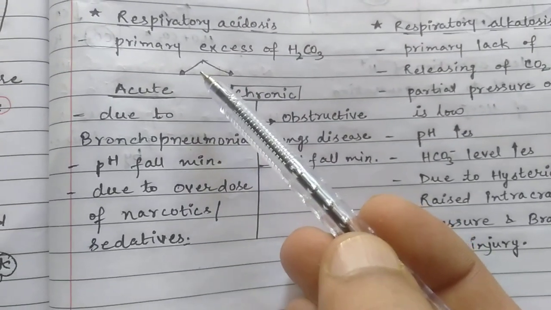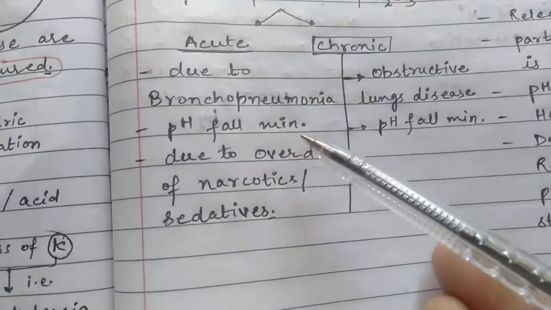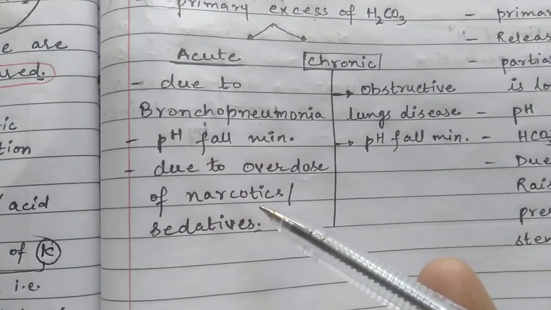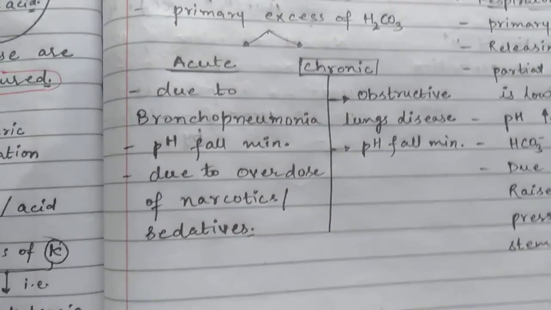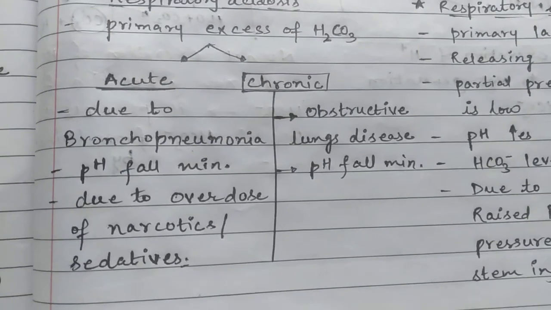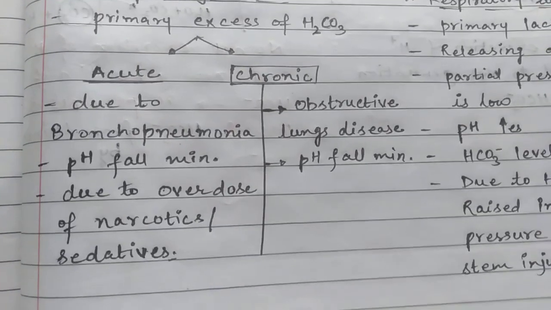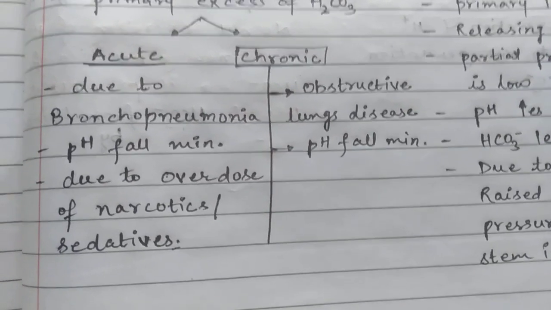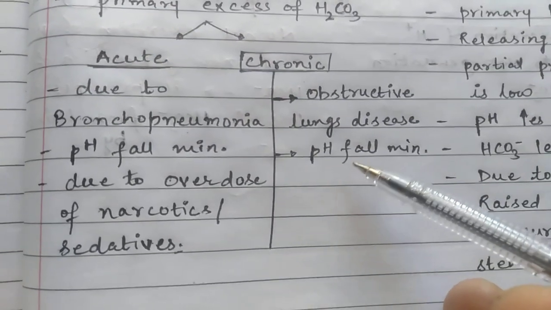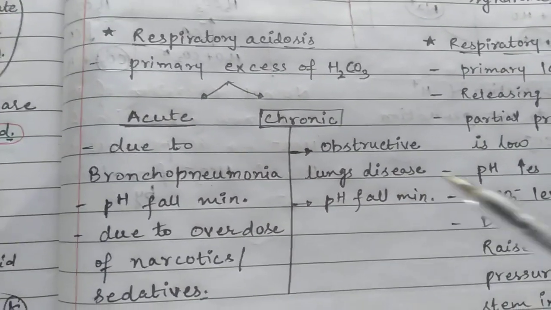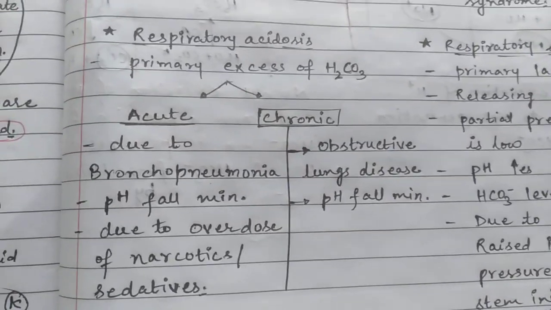So in the acute condition, we can say the pH falls minimally, and this takes place due to bronchopneumonia as well as overdose of narcotic and sedative drugs. And the second one is the chronic. So chronic respiratory acidosis occurs due to obstructive lung disease, like we can say mycobacterium tuberculosis. And in this condition also the pH fall is minimum. So these two are the part of the respiratory acidosis.